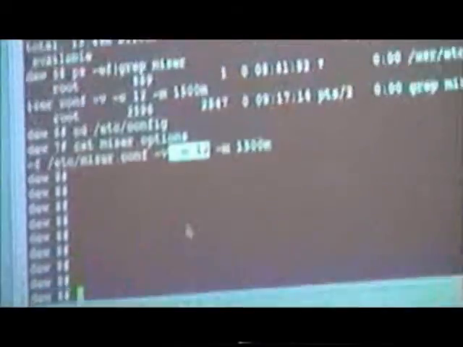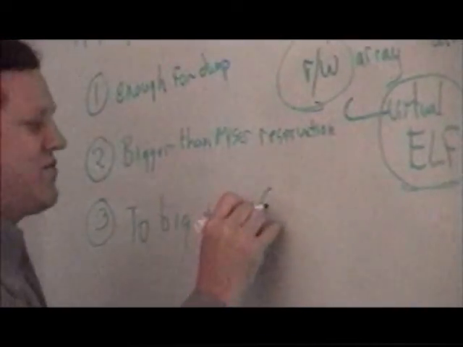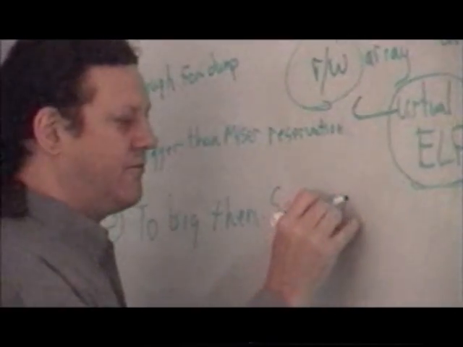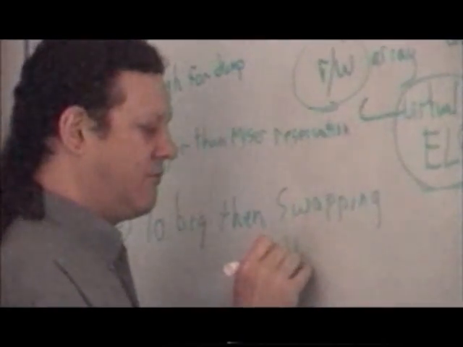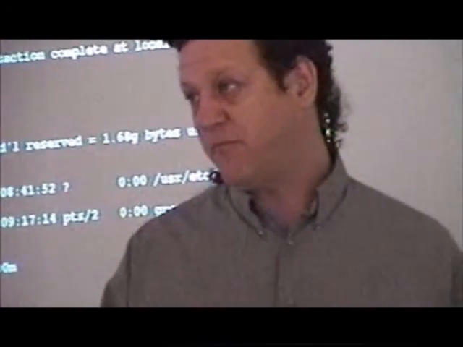The third thing I was going to say, if you make it too big, then swapping is going to be a problem. You'll have high swap rates. Older sites used to set their swap to like 20 times more than their physical memory. So they'd say we'd run 20 times more work than I physically have on my system.